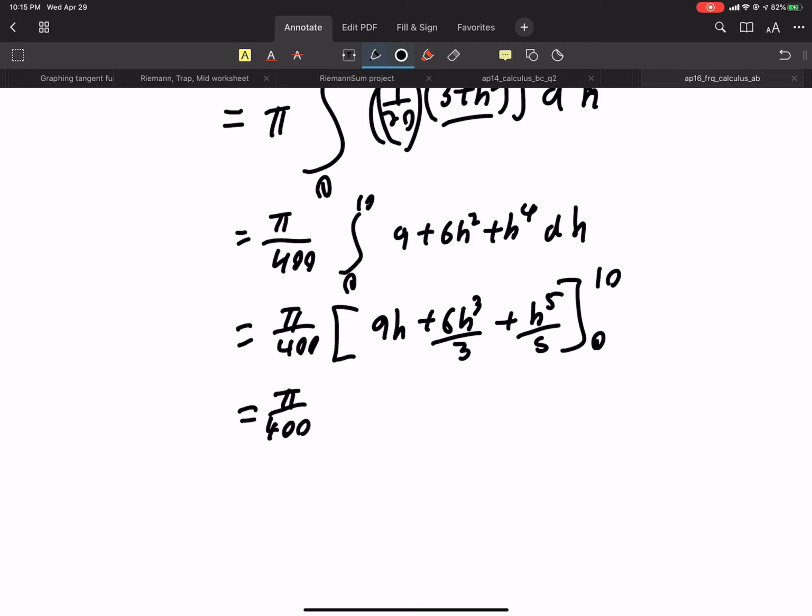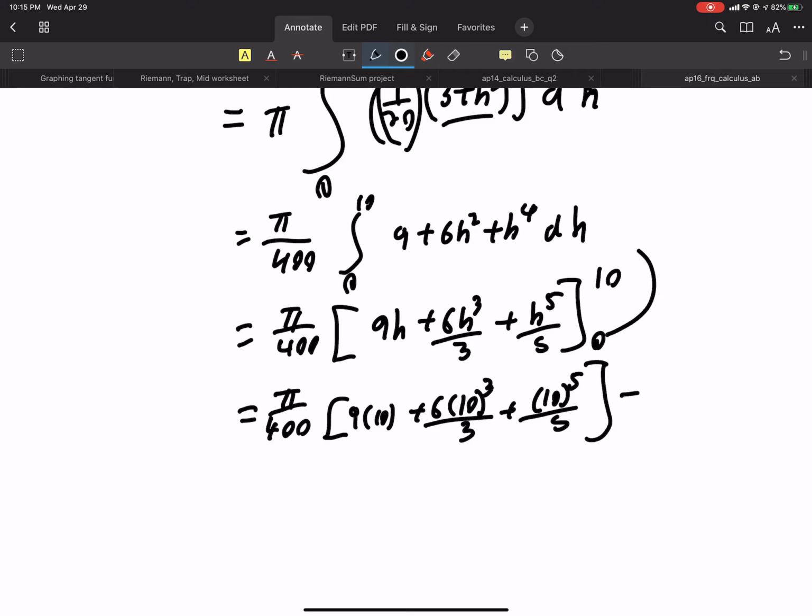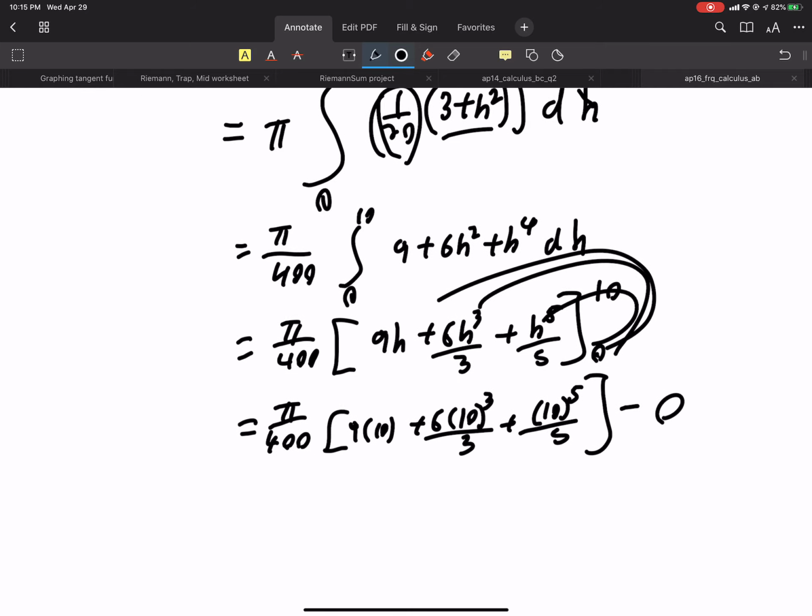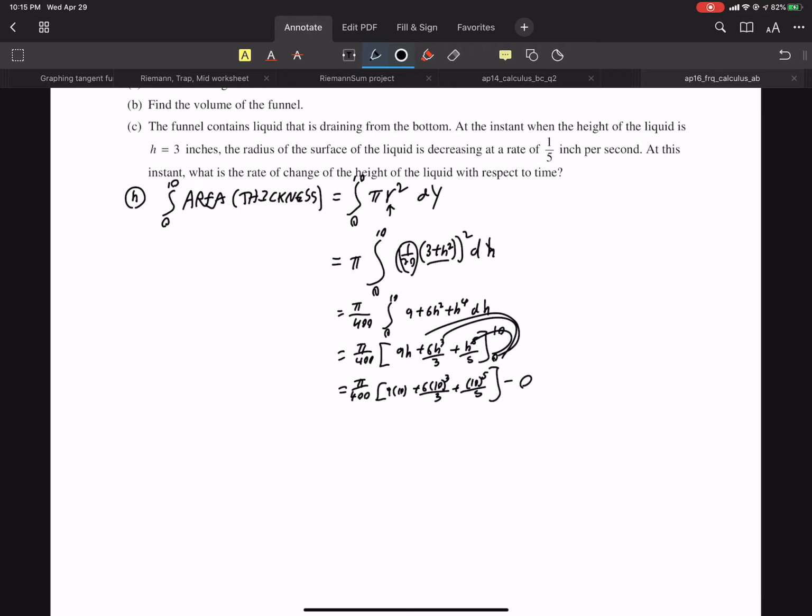That is the volume. So it's going to be 9 times 10 plus 6 times 10 cubed over 3. You might be saying, why don't you reduce 6/3 to 2? Because I might make a mistake, so I'm just going to leave it like that. And this is 10 to the 5th over 5 minus, and again, plug in 0 there, there, and there. This is 0, so bam. We are finished.